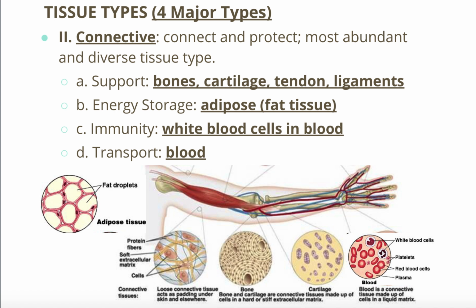So, some various types of roles they do. They might support your body by holding things in place or attaching parts of your body to a different part of the body. Or they may provide kind of like a rigid structure for your body to mold around. Examples of this are bones, cartilage, tendons, and ligaments. These all provide support or attachment for your body. In terms of energy storage, you have fat deposits, or adipose, which is made of connective tissue.